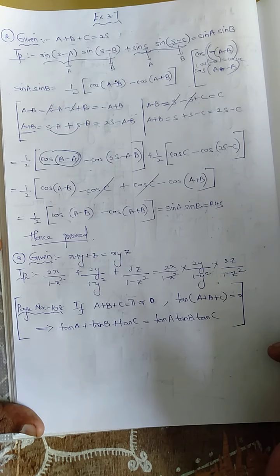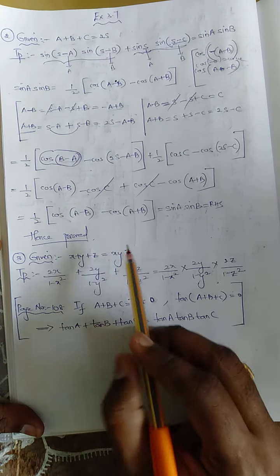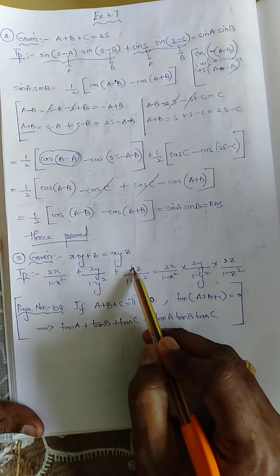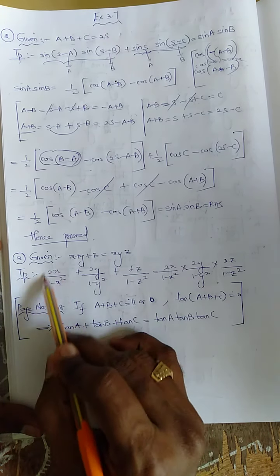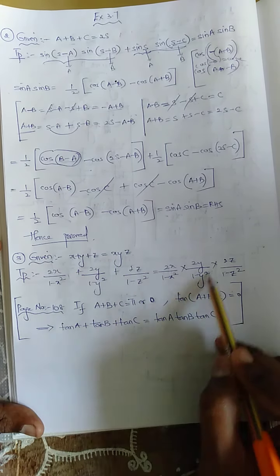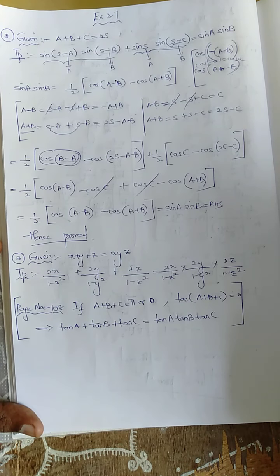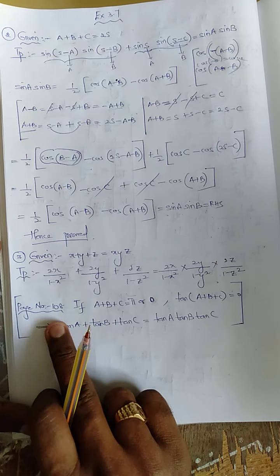Third sum, the same exercise 3.7. Given x plus y plus z is equal to xyz, prove that 2x by 1 minus x square plus 2y by 1 minus y square plus 2z by 1 minus z square equals 2x by 1 minus x square into 2y by 1 minus y square into 2z by 1 minus z square. These are additions, and the same values are present here, but this is multiplication, and that only we need to prove. So we need to take an important note in page number 108.